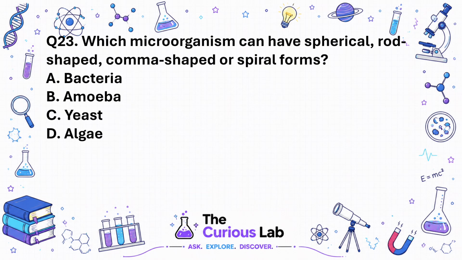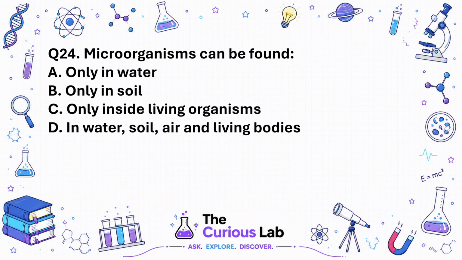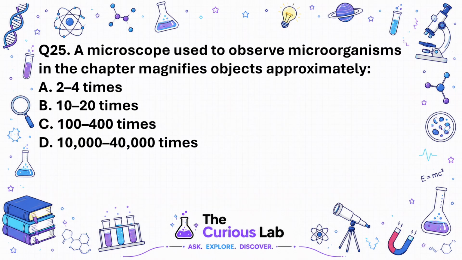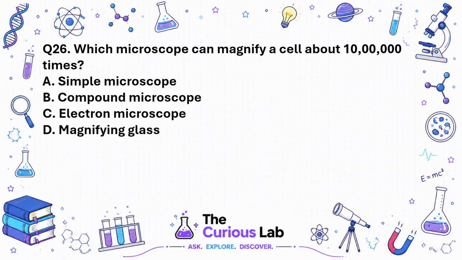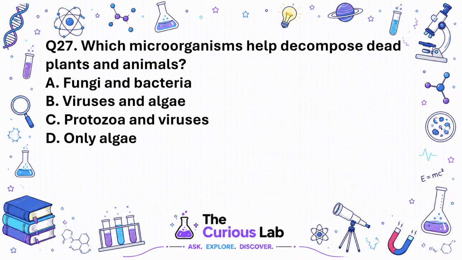Next question, which microorganism can have spherical, rod-shaped, comma-shaped or spiral forms? It is bacteria. We know that there are four shapes of bacteria. Next question, microorganisms can be found everywhere in water, in soil, air and living bodies. A microscope used to observe microorganisms in the chapter magnifies objects approximately 100 to 400 times. Next question, which microscope can magnify a cell up to 10 lakh times? It is electron microscope.